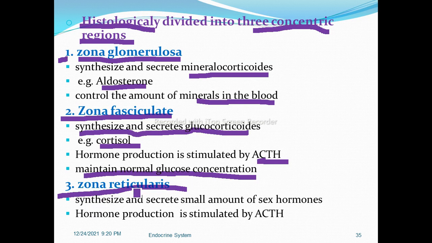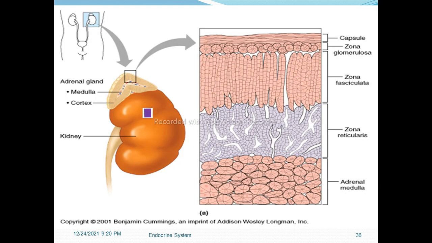The other is zona reticularis. Zona reticularis is responsible for synthesizing and secreting a small amount of sex hormones. This hormone production is stimulated by adrenocorticotrophic hormone. These are regions of the adrenal cortex. Let me show you. By the way, this is the kidney. This is the adrenal gland. This outer part is known as the adrenal cortex, whereas this inner part is known as the adrenal medulla.